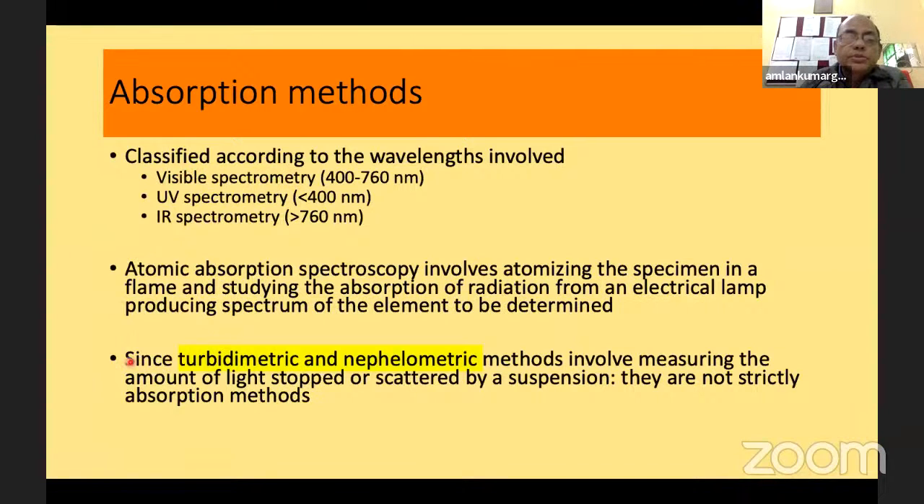Atomic absorption spectroscopy involves atomizing the specimen in a flame and studying the absorption of radiation from an electrical lamp producing the spectrum of that element to be determined. We'll come to atomic absorption spectrometry later on.